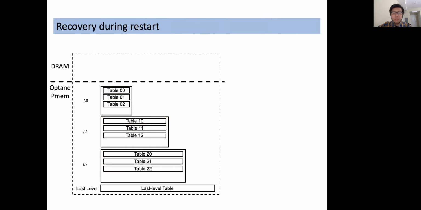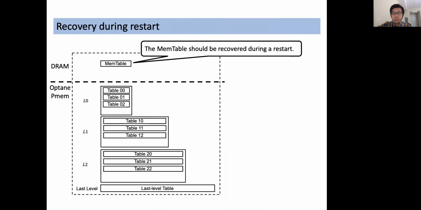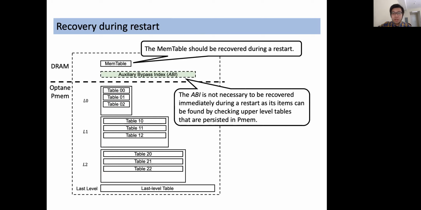In ChameleonDB, only the main table and the ABI of each shard are maintained in DRAM and may need to be recovered during a restart. The main table, which is pretty small, definitely needs to be recovered. But the ABI, which is a larger structure, actually is not necessary to be recovered immediately during a restart, because its items can be found by checking upper level tables, which are persisted in Optane Pmem.